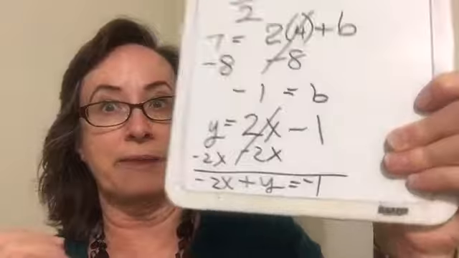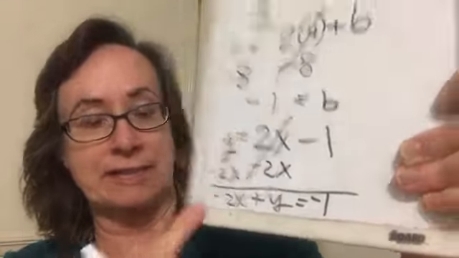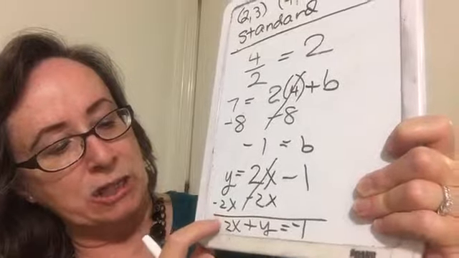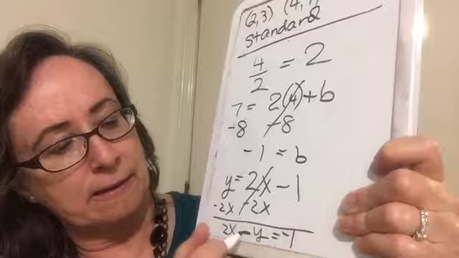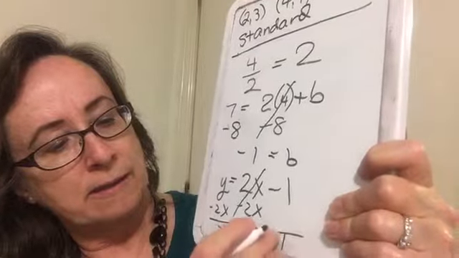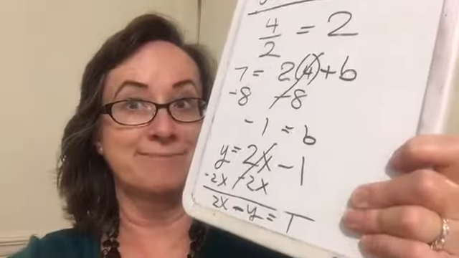What's the problem there with that one? Our first term can't be negative on standard form, so we're going to change each term to the opposite sign so that I get 2x minus y is 1.